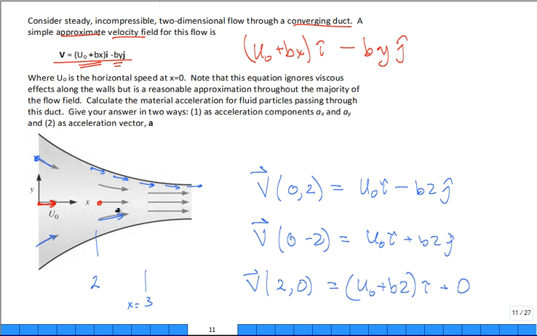But it's not part of the vector. The location is not part of the vector. It's just the magnitude and direction. Got it. All right. Now, this is horizontal speed at x equal to 0.